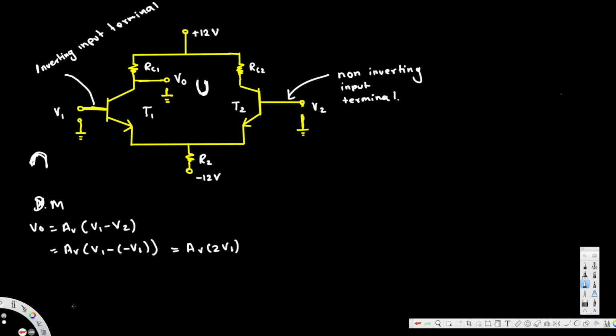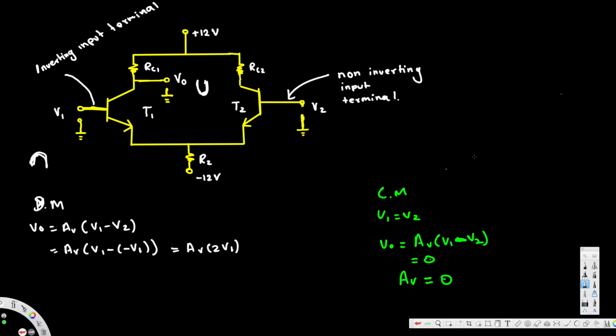Now let's look at the common mode. For common mode, V1 is equal to V2, equal magnitude, therefore V output is AV times V1 minus V2. Since both of them are equal magnitude, it's going to be 0, so the whole thing is equal to 0. So the gain is going to be 0 here. V output is 0, gain is 0.